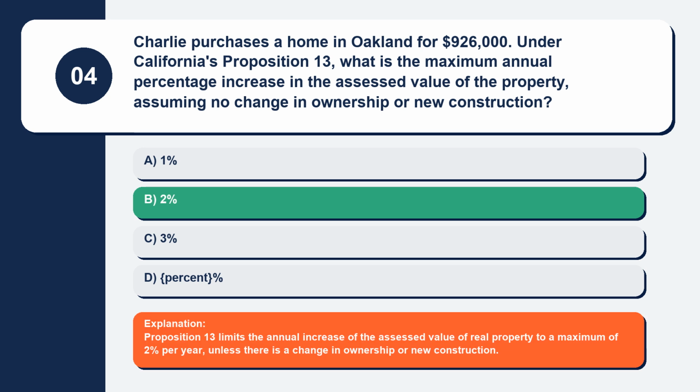Explanation. Proposition 13 limits the annual increase of the assessed value of real property to a maximum of 2% per year, unless there is a change in ownership or new construction.